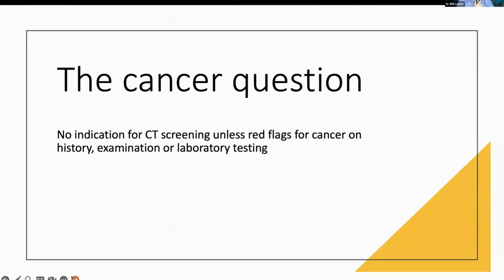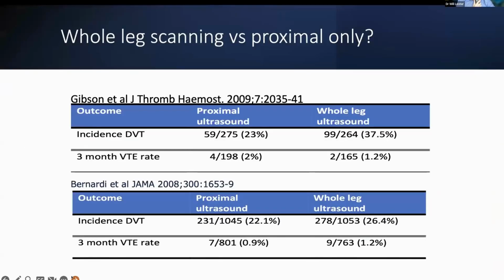Next slide. The cancer question: do we look for cancer in people with unprovoked VTE? Most of you know this, but I'm just going to reiterate, there's no indication for CT screening unless there are red flags for cancer on history, examination, or laboratory testing. That is just generally, just accept that. Next slide.